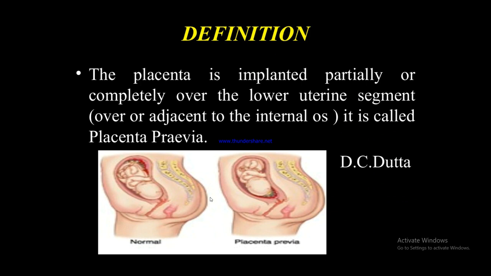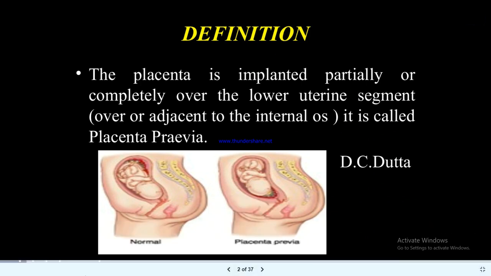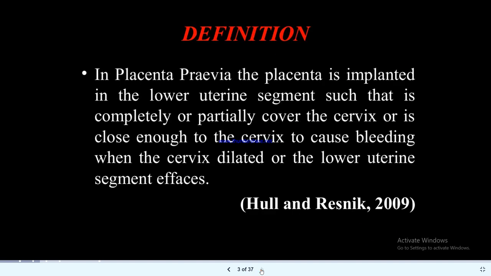Placenta previa. By definition, the placenta is implanted partially or completely over the lower uterine segment, over or adjacent to the internal os. It is called placenta previa. So, the relationship with the internal os is important. In placenta previa, the placenta is implanted in the lower uterine segment such that it completely or partially covers the cervix or is close enough to the cervix to cause bleeding when the cervix is dilated or the lower uterine segment effaces.